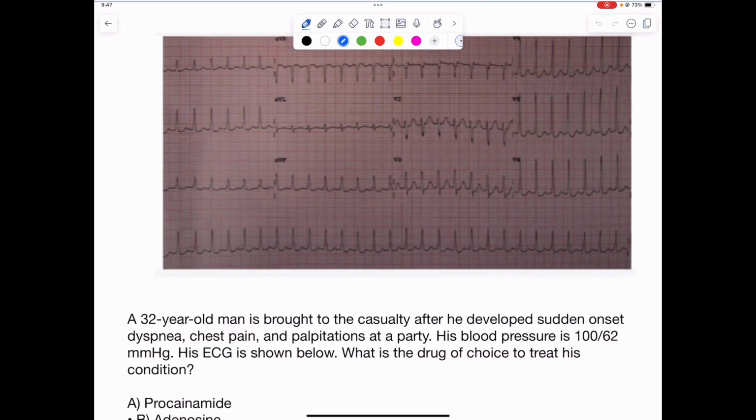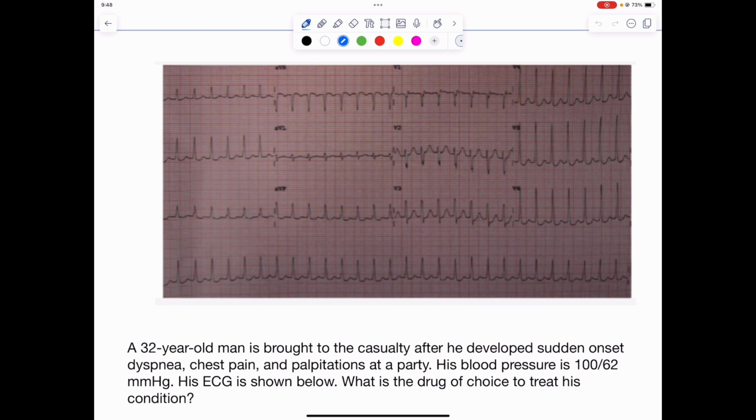So here is a question related to arrhythmia. A 32-year-old man is brought to the casualty after he develops sudden onset dyspnea, chest pain, and palpitation at a party. His blood pressure is 100 by 62 millimeter of mercury. His ECG is shown. What is the drug of choice to treat this condition? So what do you make of this ECG? So how should we proceed?